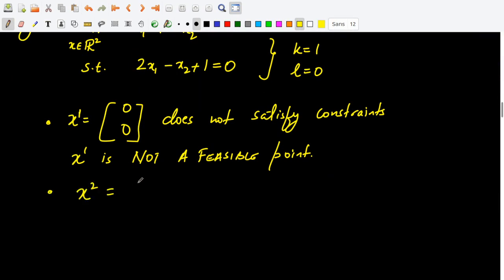Another point, let's say (3, 7), is feasible because it is satisfying all constraints.